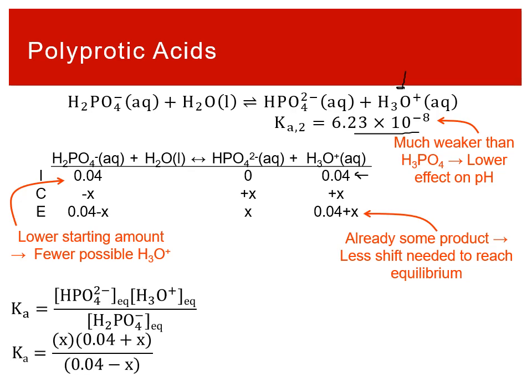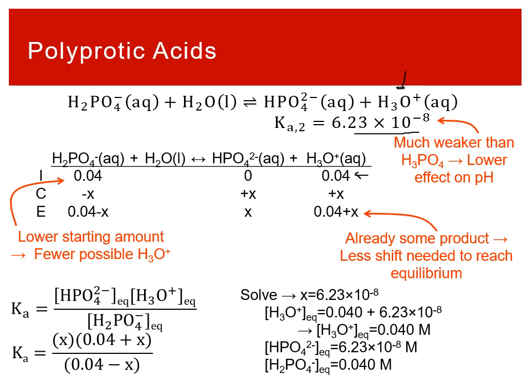We can go through and solve all of this. The Ka looks different, but we can solve it, and we end up getting that X is equal to 6.23 times 10 to the negative 8th. So what we really care about for pH is how the hydronium concentration has changed. We had an initial hydronium concentration of 0.04, and we are adding 6.23 times 10 to the negative 8th. Functionally, we don't change it. It is still just 0.040 molar for the hydronium concentration, meaning the pH is still the same.